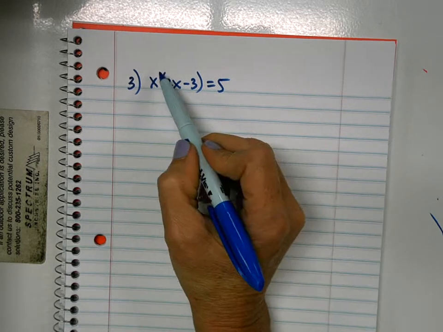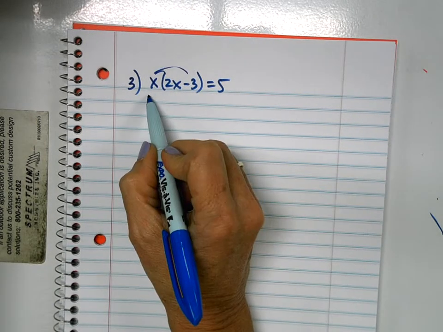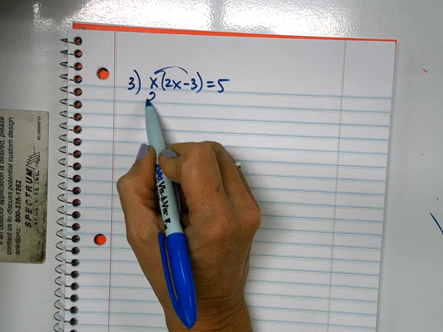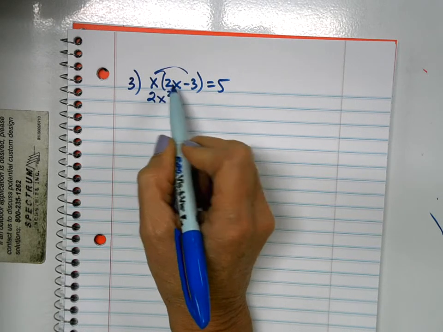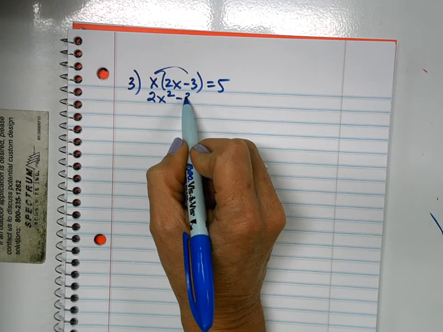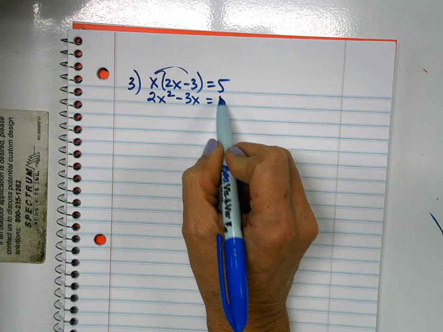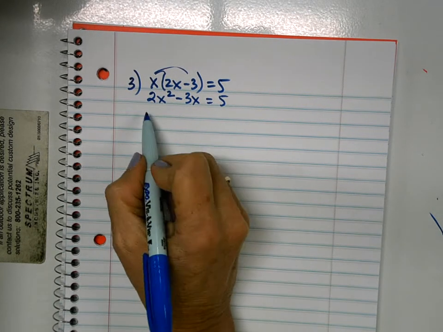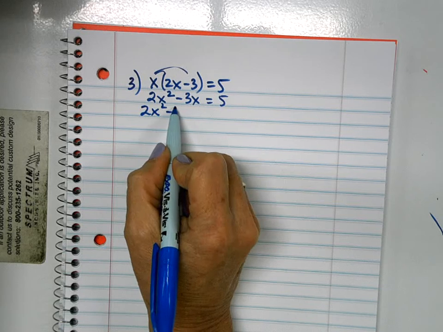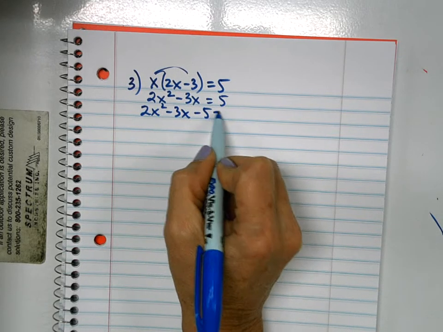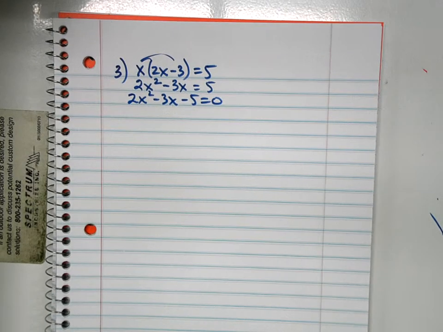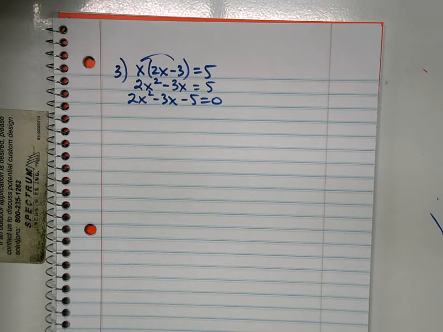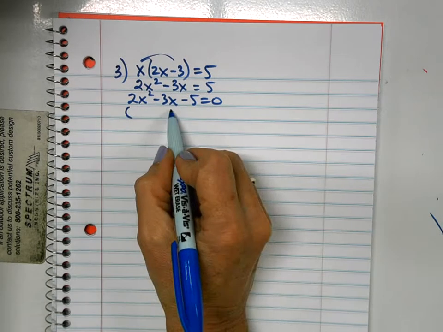Distribute. Yeah, so distribute this. So x times 2x is 2x squared, right? And then minus 3x equals 5. And then subtract the 5 over. Make it equal 0. When you're solving by factoring, you want to get 0 on one side. Okay? Then we're going to try to factor this guy. So let's do him again with trial and error. This one, the options, there's not that many.